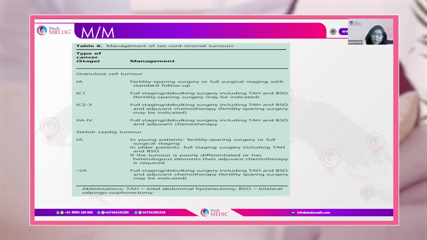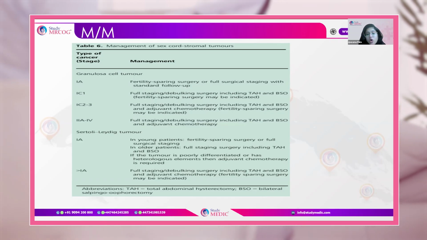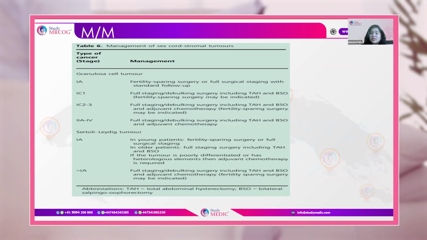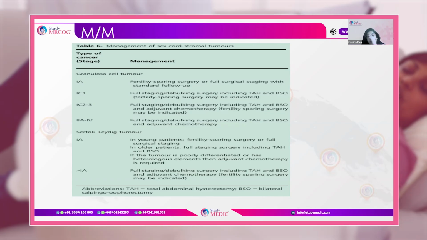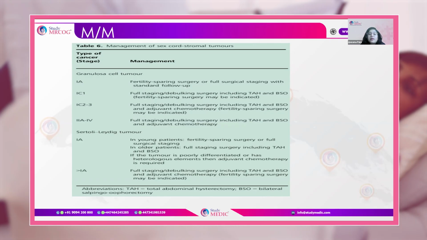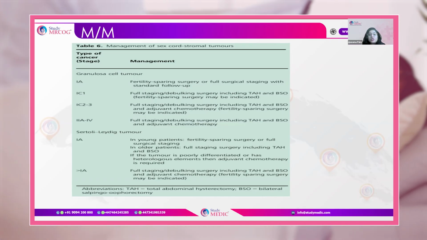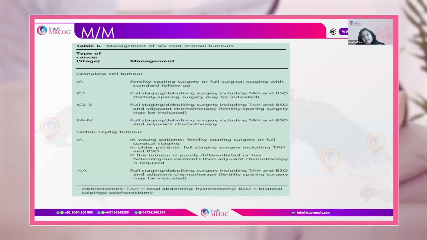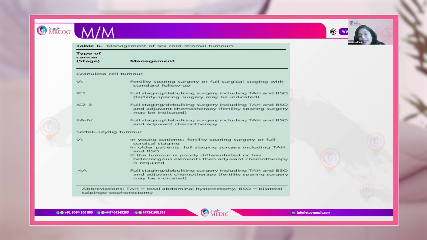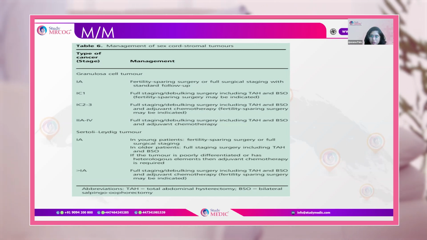you can go for a fertility sparing surgery in stage 1A. However, in case the tumor is poorly differentiated or it has heterologous elements, which is a bad prognosis, then you may require to give adjuvant chemotherapy in such a case. In case she is more than 1A, so any tumor more than 1A, in case of Sertoli Leydig tumor, if it is staged more than 1A, then you have to go for adjuvant chemotherapy.